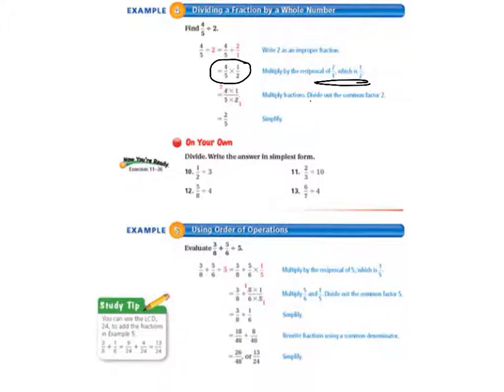So again, we're going to divide out the common factor of 2, which makes simplifying easier in the end. 2 goes into itself one time, 2 goes into 4 2 times. So 2 times 1 is 2, and 5 times 1 is 5. So our answer is all simplified, 2/5, and we're done with number 4.